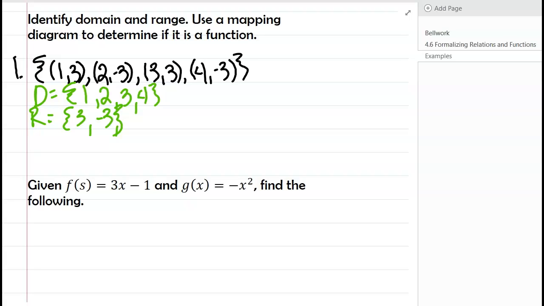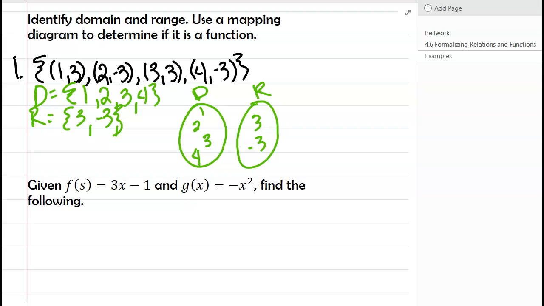What we're going to do next is what's called a mapping diagram. I do my mapping diagram as bubbles. Some students in the last class like to do it as a table. That's fine, it doesn't matter. What you do need to show is that you group the numbers in your domain and the numbers in your range. So in my domain bubble, I'm going to write 1, 2, 3, and 4. Those are my domain values. And the only things in my range bubble are 3 and negative 3.